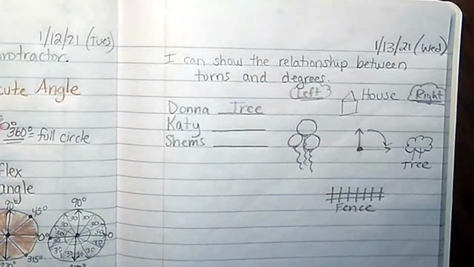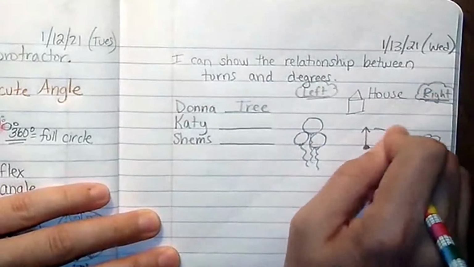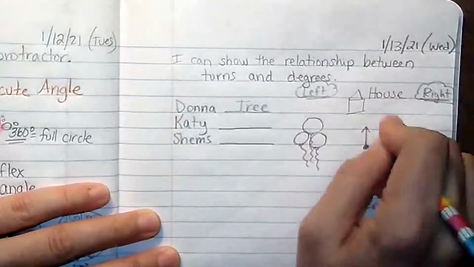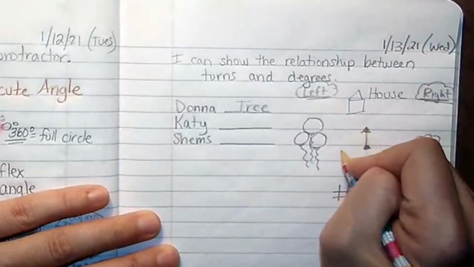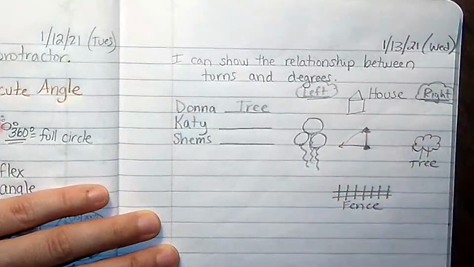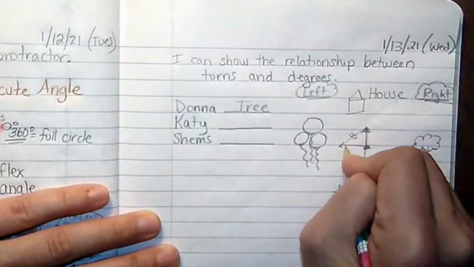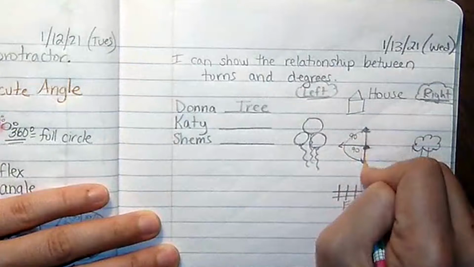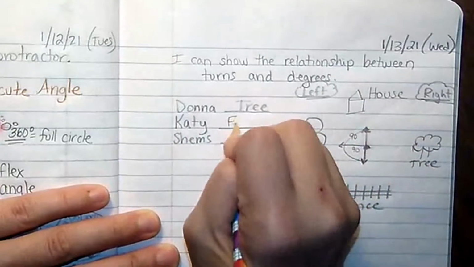Okay. So Katie also started out facing the house, but Katie made a 180-degree turn to the left. I'm going to erase Donna's. Now I'm not worried about Donna. Now I'm looking at Katie. Katie started facing the house. She turned to the left, so she's going to turn this way. 180 degrees. Is that 180 degrees? No, that's only 90. So she had to turn 90 twice, right? So where is Katie facing now? Katie is facing the fence.